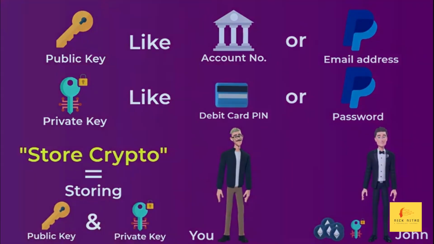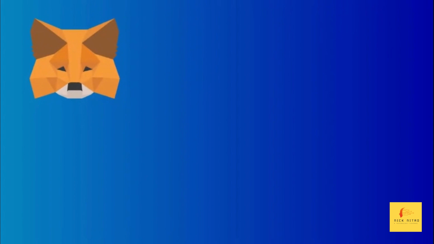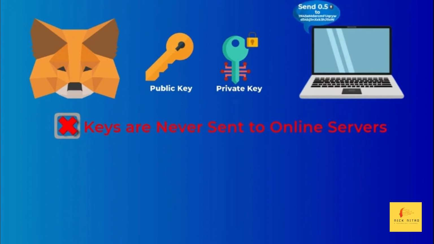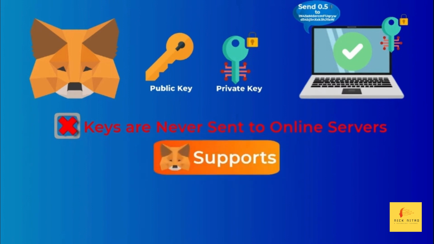So, when you create a new wallet with Metamask, it creates for you a public key and a private key, and then stores them locally on your computer. They are never sent to any online servers, and when you want to make a transaction, like sending a friend some Ethereum, for example, Metamask uses your private key to issue a signature to approve the transaction, and your private key never leaves your computer.